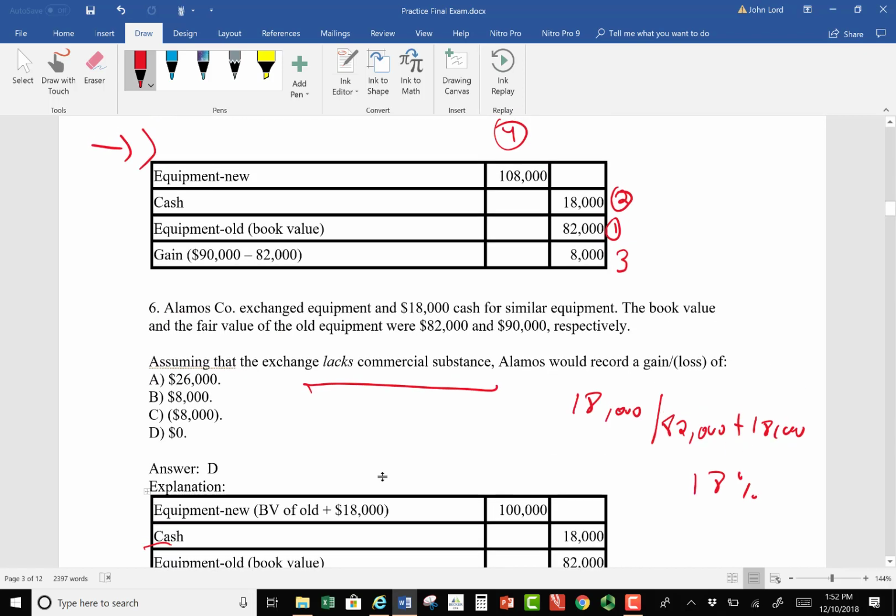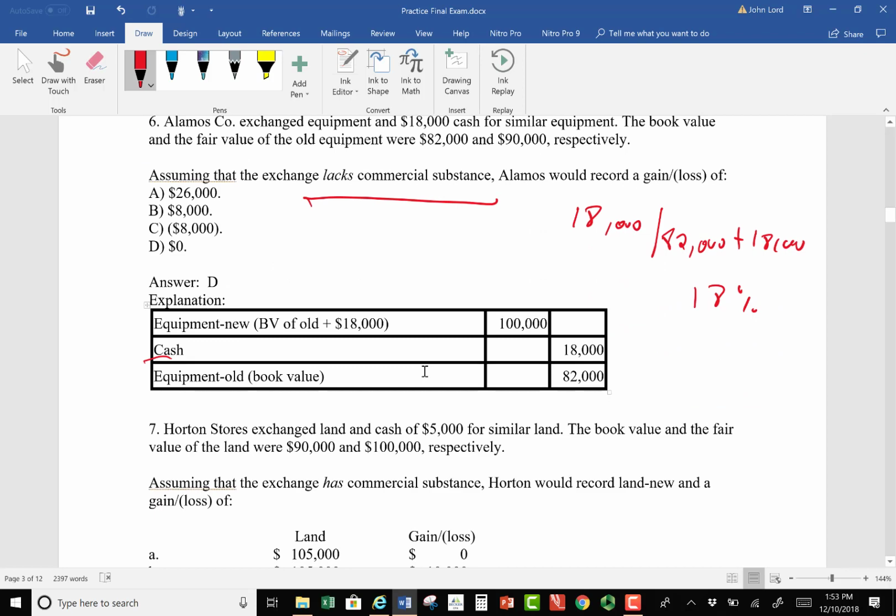The other thing I like about this, guys, notice book value, and the textbook put this in there, and I left it in there because this is consistent with how you do it for everything. Book value of the old plus the book value of the cash gave us the recorded amount for the new equipment. Okay, good. New building, whatever this thing is.